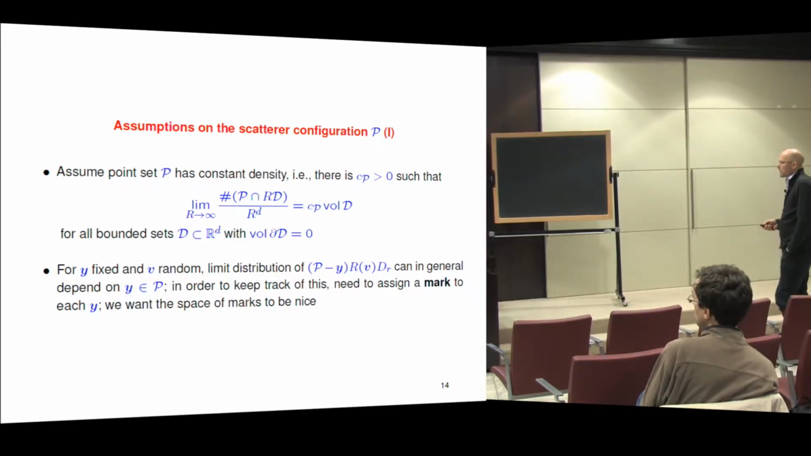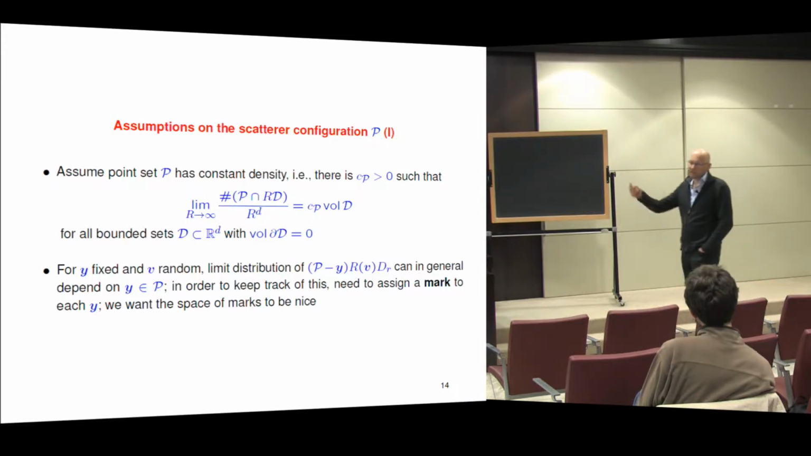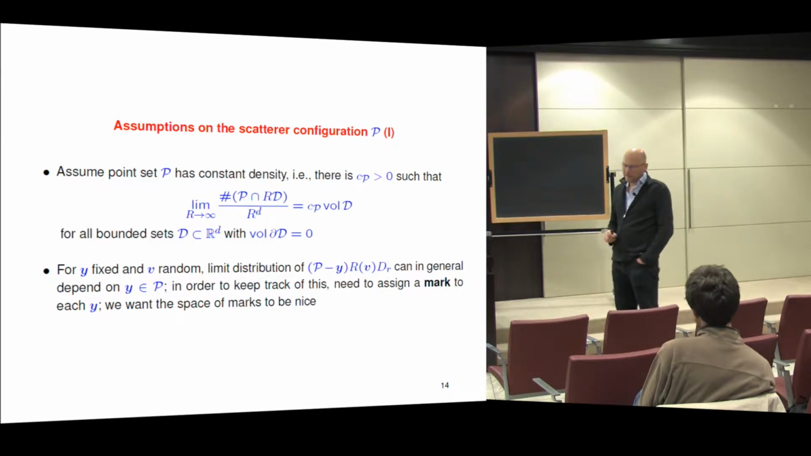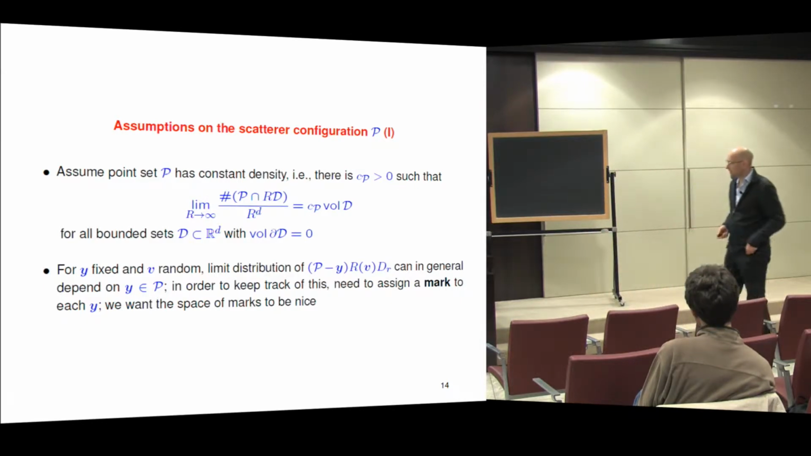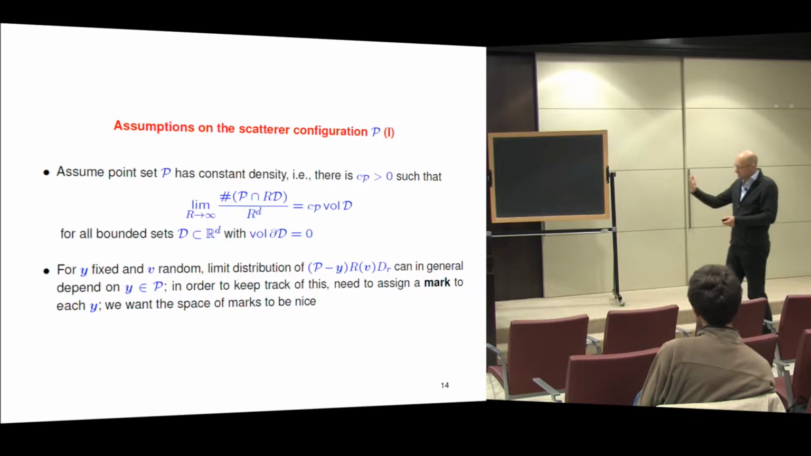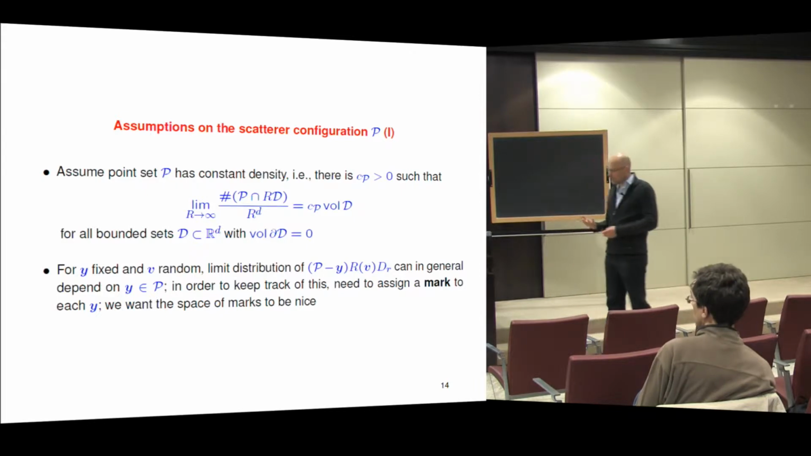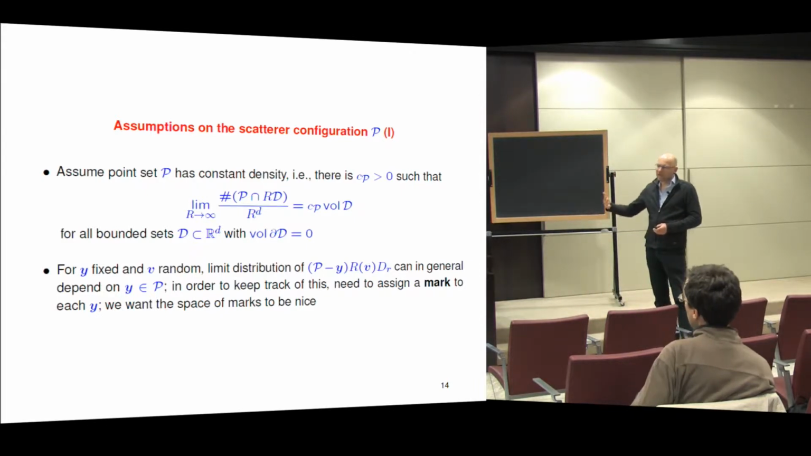The second assumption is that when I look at this kind of sequence of random point processes, and I'm now fixing y here, in general, the limit could depend on y. It could be a different limit for every point y that I'm looking at. And that, of course, would be very bad in a sense. I mean, then we really can't say anything. We need to control the y dependence, the dependence on the scatterer that I've picked. And a crucial assumption here is that the y dependence in the limit will be nice.